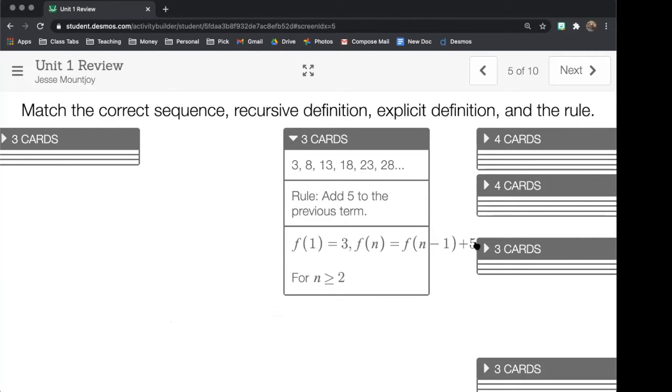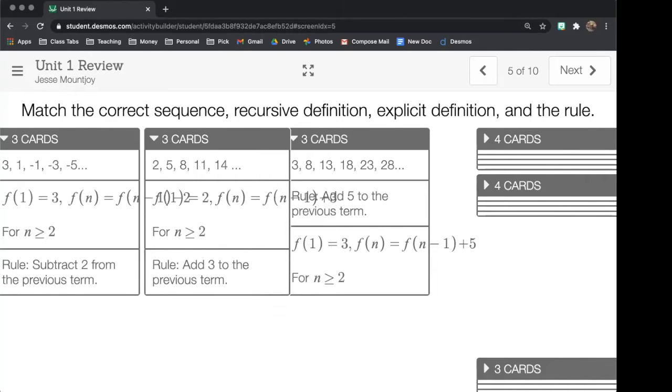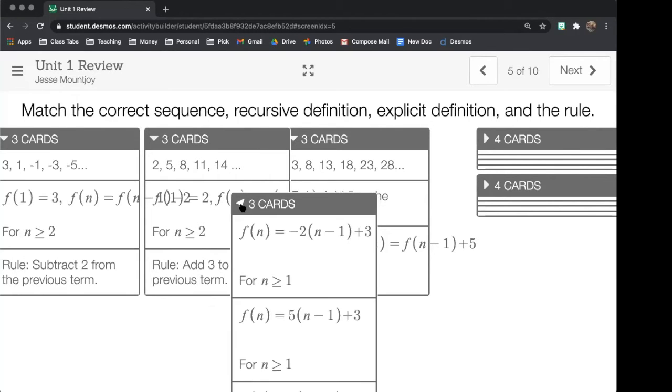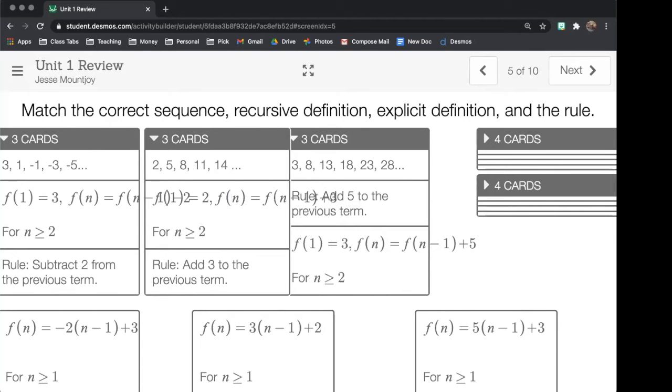Now I have a few left. These are my addition ones. And these should be pretty quick and easy as well. So let's look at all 3 of our explicit definitions for addition. On this one, the rule was subtract 2, and we started at 3. So let's see how that shows up in our function. Our slope, we're subtracting 2 every time. So we move over 1, we go down 2. We move over 1, we go down 2, right? So that represents slope. We're subtracting 2 every time we go to the next term.